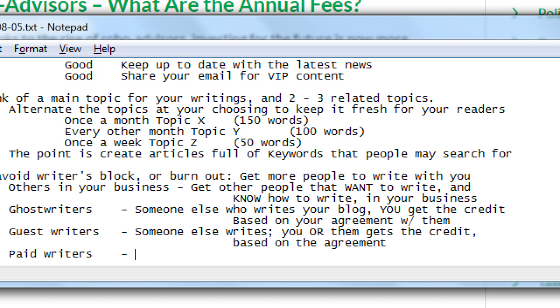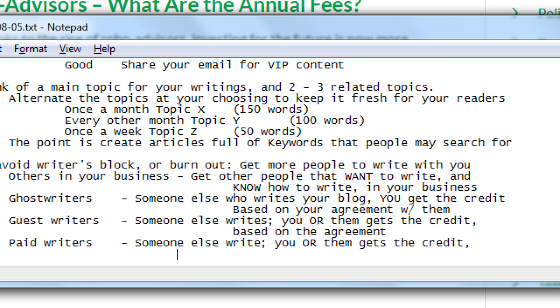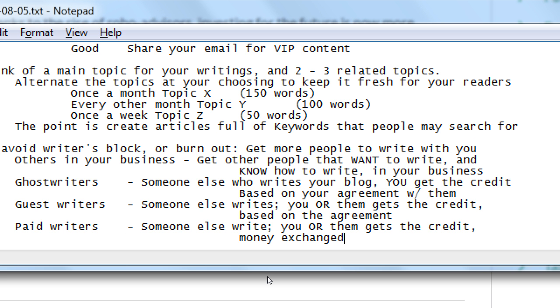Then the last one goes toward that, paid writers. Someone else writes. You or them get the credit. Money exchanged. And there's a huge range. Someone could be charging $10 per article, $100 per article. Someone could be charging you per hour. Usually it's per article, and it ranges so much, $20 to $50 an article. That might be valuable to you. It might help you because then they're creating the content that helps you get found.